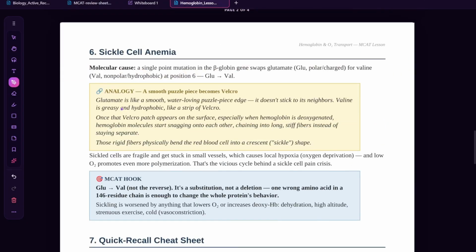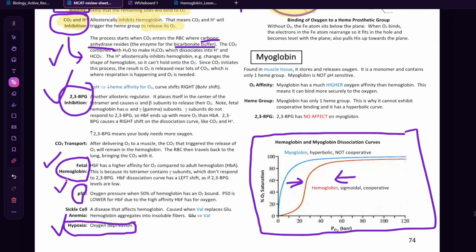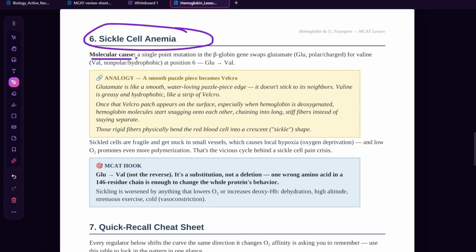Now we can go over sickle cell anemia. So we just went over P50. Good. CO2 transport we went over just then, and now we're on sickle cell anemia. Okay, so for sickle cell anemia, the molecular cause is a single point mutation. Remember we learned about point mutations. That was in biology, unit 12, at the very end of the video basically.